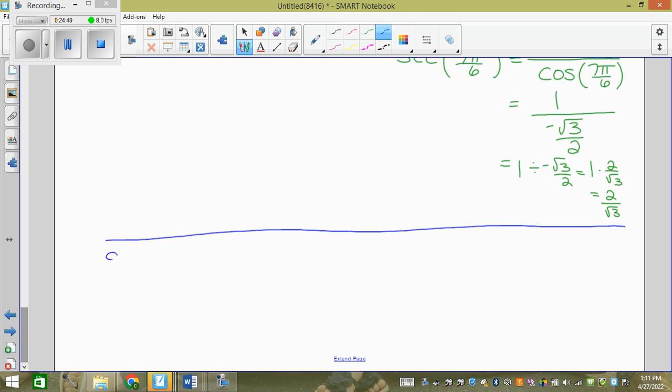Okay, so, ready? I'm going to do secant and cosecant again, and then I'm going to do a cotan. So I want secant of 11 pi over 4, and I want cosecant of negative 5 pi over 6.